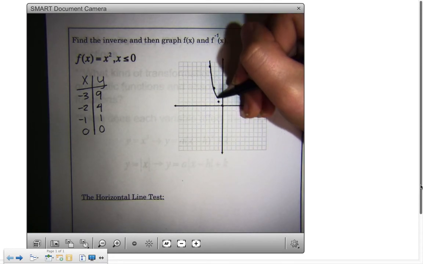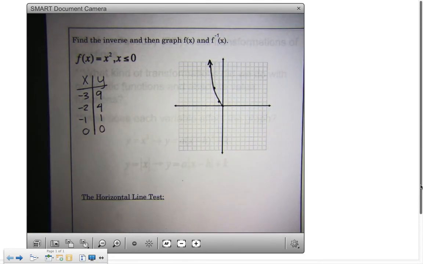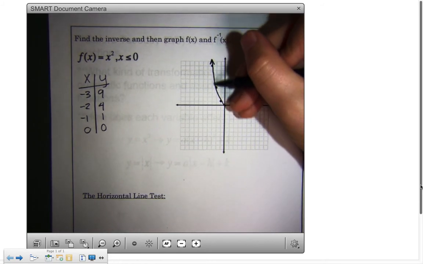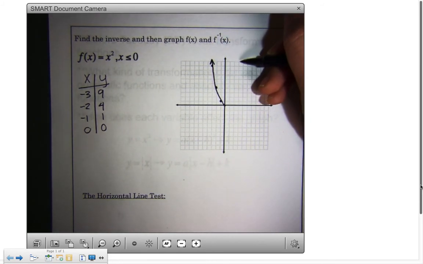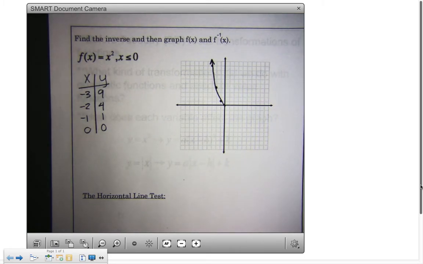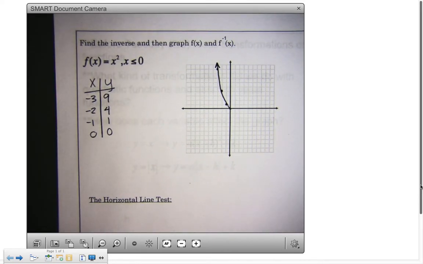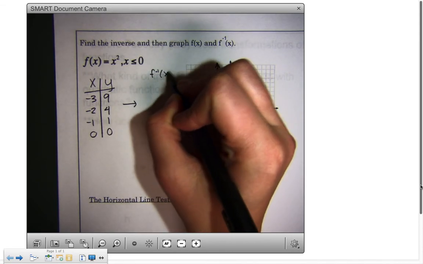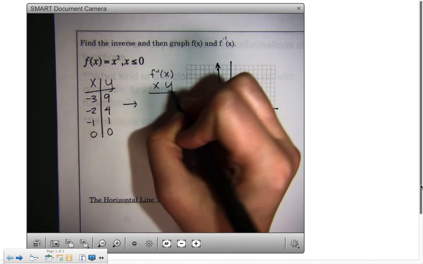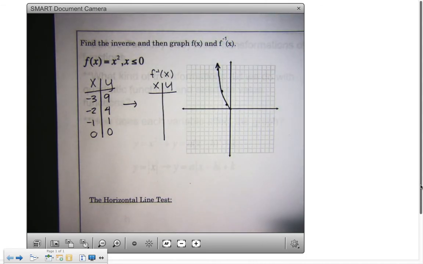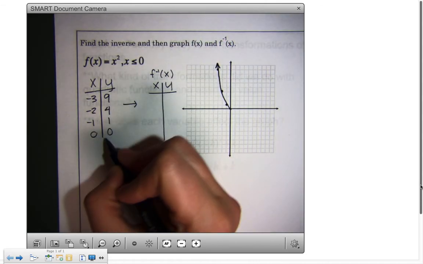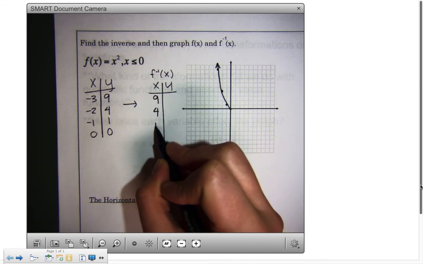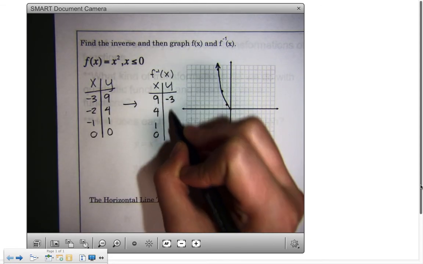So when I connect those, notice that I just have half of that parabola. Normally this graph would be symmetric about the y-axis, but since I'm restricting the domain, I only see half of it. Now maybe I want to graph the inverse of this, so let's make a table that represents f inverse of x. All I have to do is swap the x and the y values. So all my y values become my x values, and all the x values become my y values.